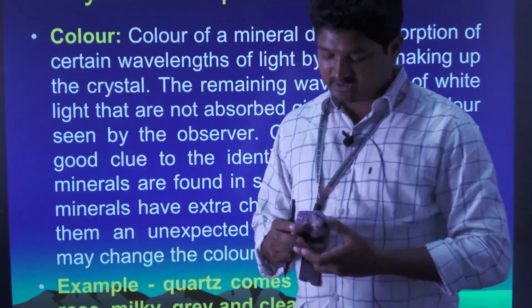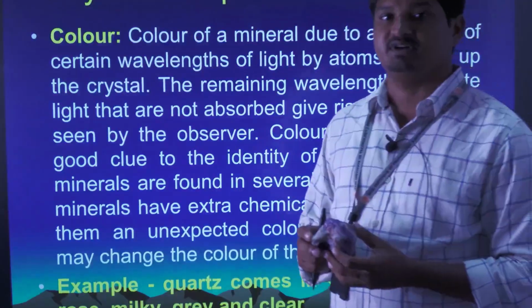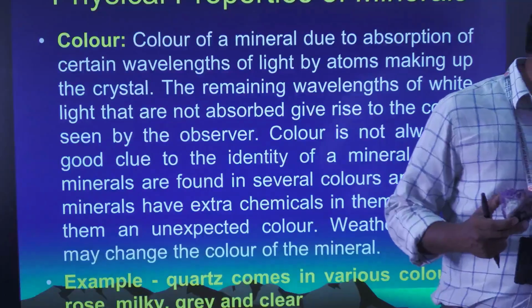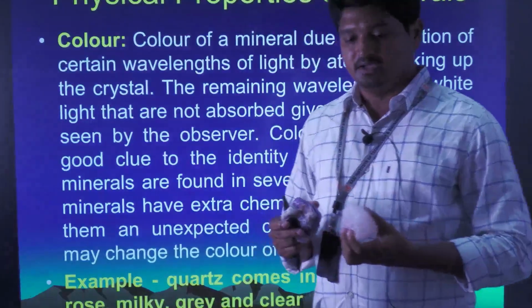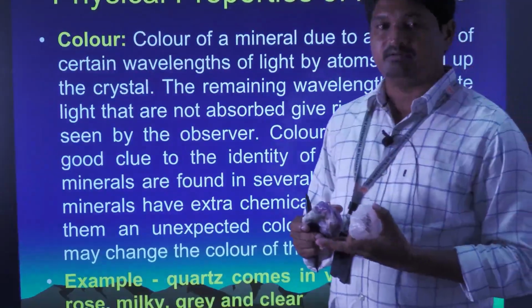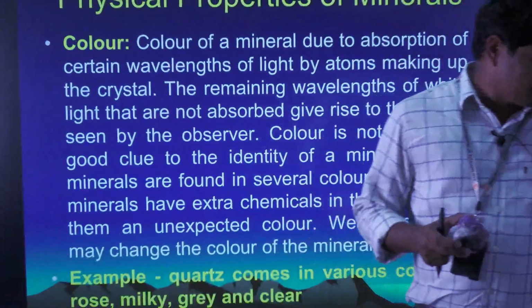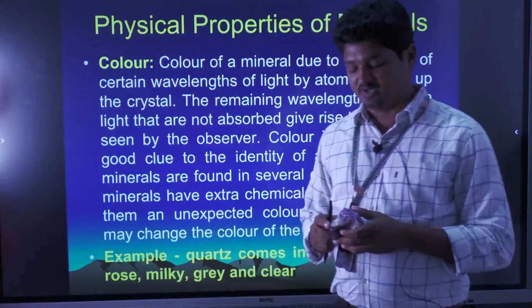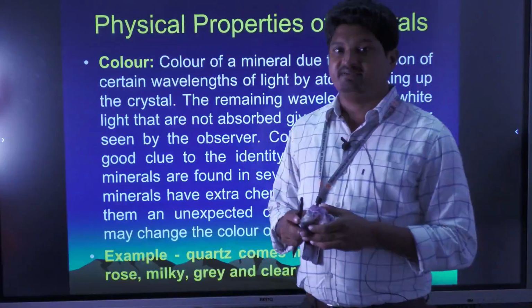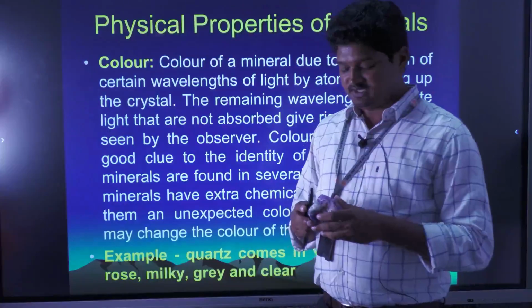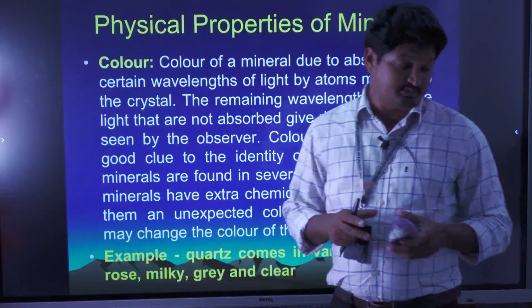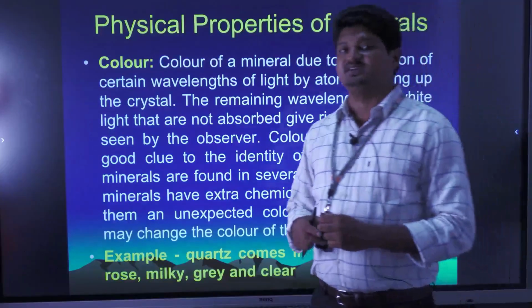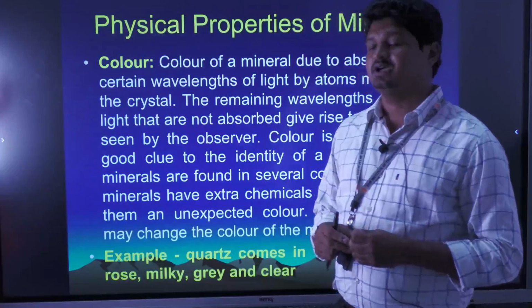For example, quartz occurs in different types of colorization. This is purple quartz. This is rose quartz. Similarly, there are smoky quartz and milky quartz. Color is not a peculiar property for identification of minerals, because based on impurities, different colorizations occur. Some minerals have similar colors, like sulfur, which looks yellow.